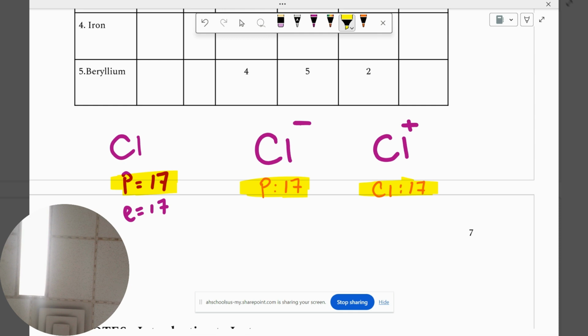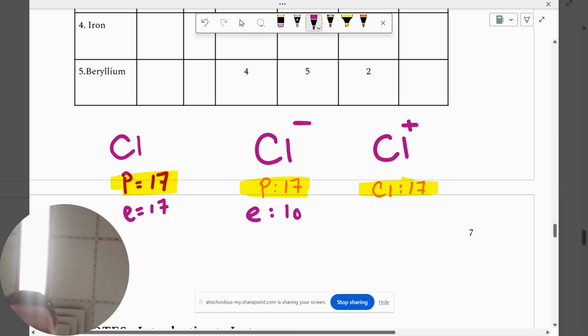If it wants to be chlorine, it has to have 17 protons. So the electrons component here: if it's negative 1, how many electrons do I have to have? We can manipulate the electrons. How many electrons do I have to have to be negative 1? 18, right? I need 18 to be negative 1.